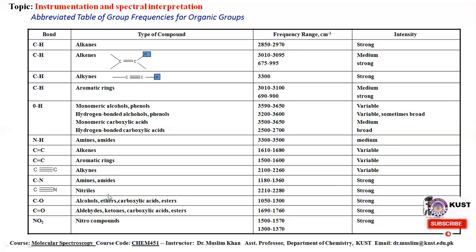For nitriles, the intensity is strong. For alcohol, ether, carboxylic acid, the intensity is also strong. For aldehyde and ketone, the intensity is strong, and the range is given here. So this is a very important table. You should remember this table, because whenever you are interpreting the spectra, your mind immediately goes to that place, that okay, this functional group is present in the spectrum.